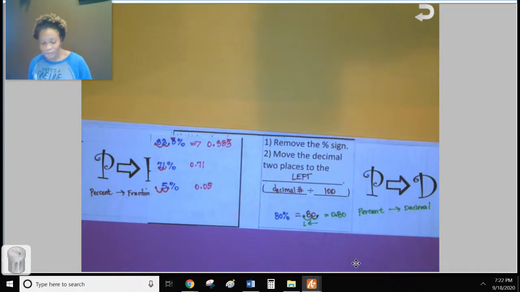So hopefully you guys enjoy percent to fraction and percent to decimal. I think percentage is like the easiest of all of them after we've done all the fractions and all the decimals, right? So now let's practice.